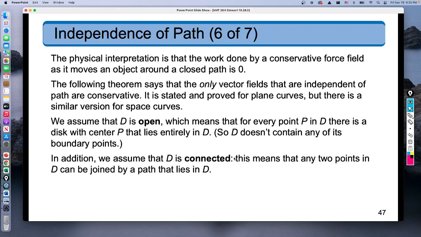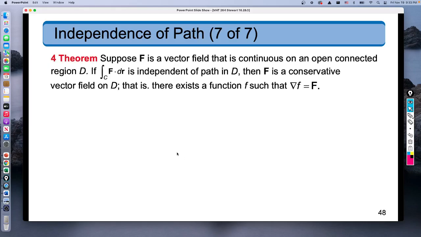We're going to use that to get a little bit further, and we're going to talk about the domain being open and things being connected. So let's take a look at a few pictures. If F is a vector field and continuous on an open connected region D, so open and connected, then this integration is independent of the path in D.